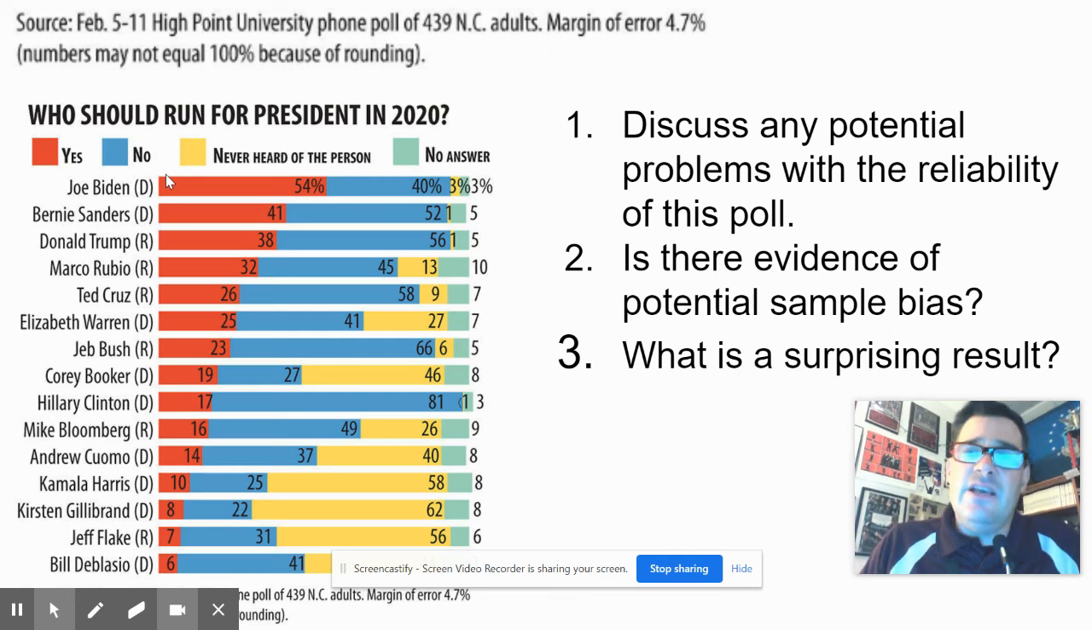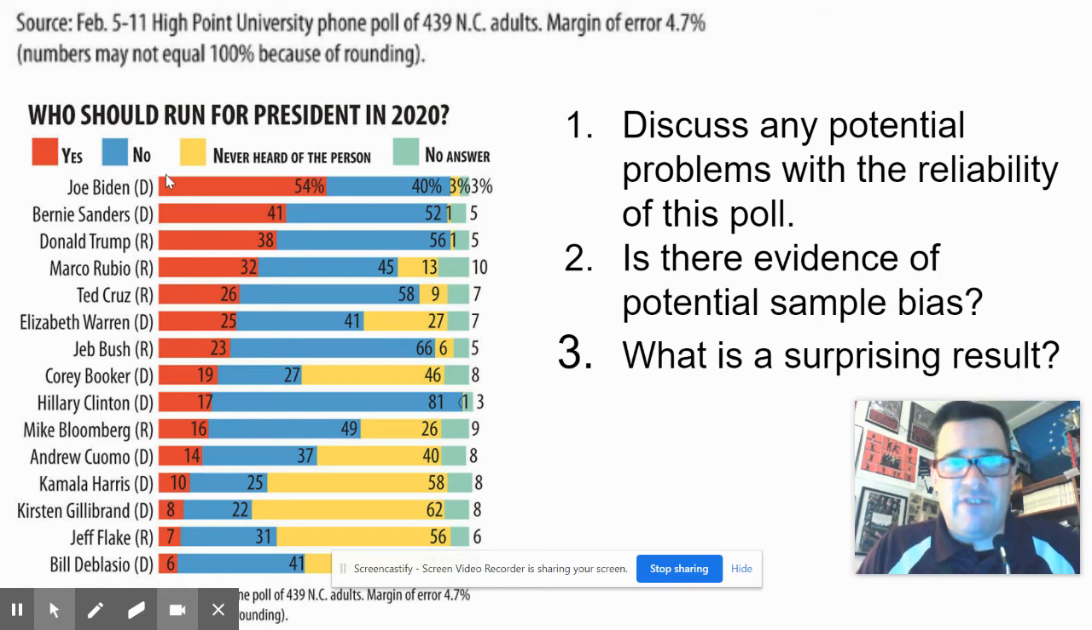So go ahead and analyze this poll. Go ahead and pause it and discuss potential problems. Do you think there's a sample bias in it? And then anything that's surprising that might come to you. Okay, I'm pausing now. All right, back with this. You should have thought of a few things.